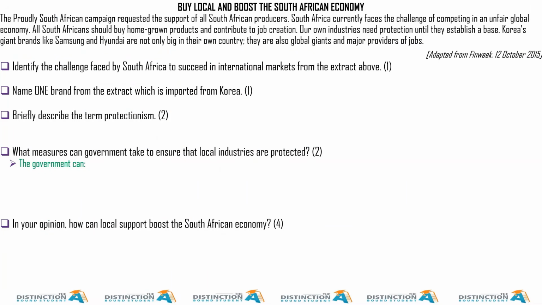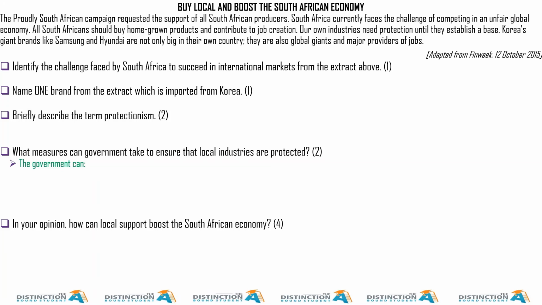Right, the next one is read the extract below and answer the questions that follow. Let's look. Buy local and boost the South African economy. One of the things we do in protectionism and free trade is export promotion and import substitution. So this is mostly import substitution. Right, the Proudly South African campaign requested the support of all South African producers.